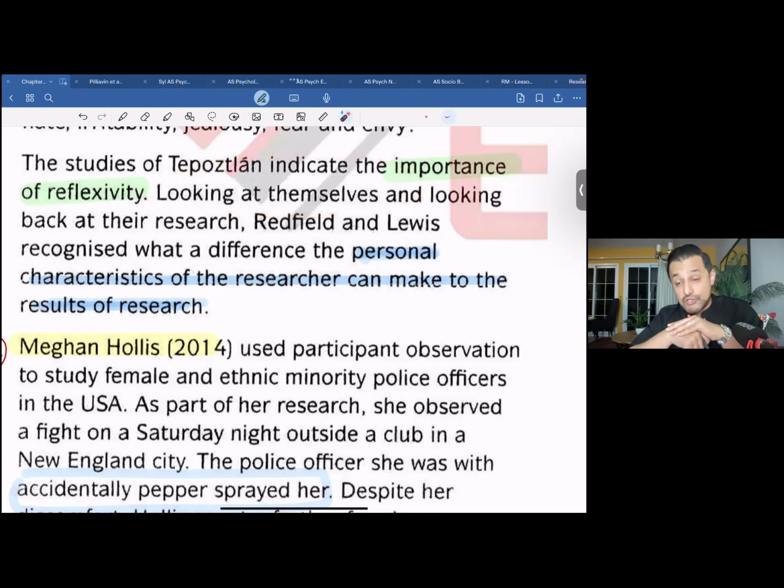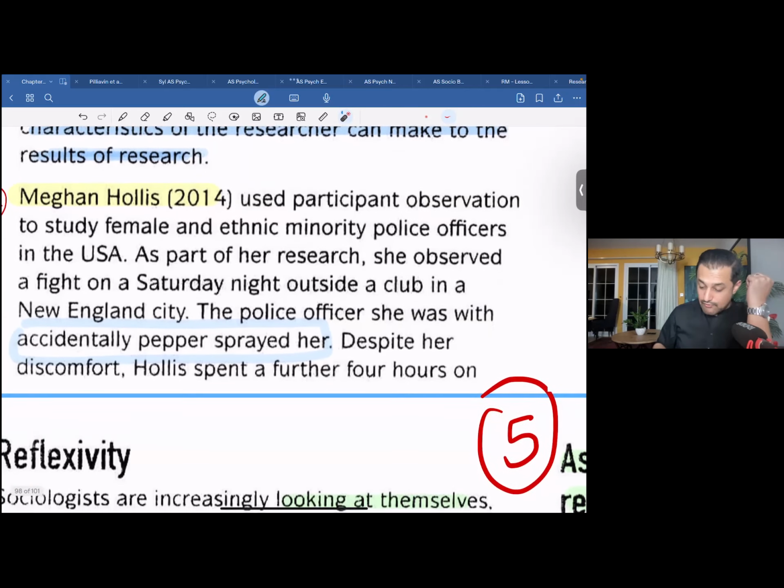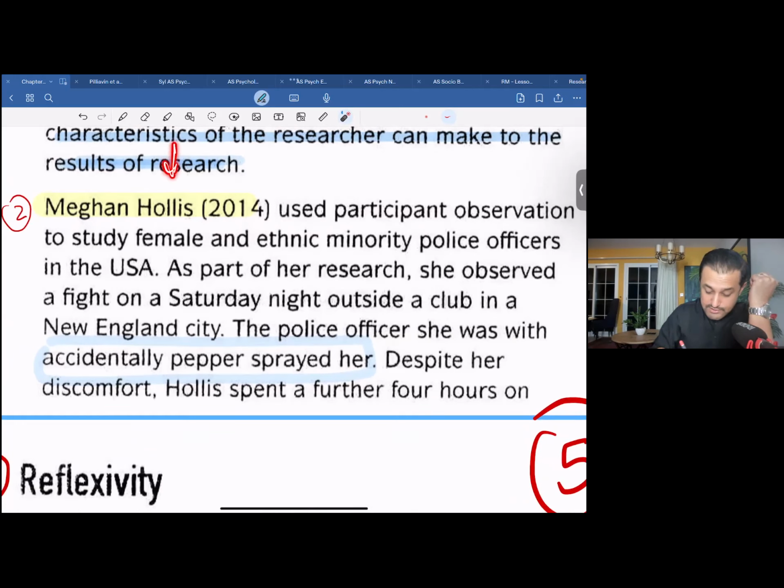Now, both of these researchers, Redfield and Lewis, were able to come to this conclusion only once they reflected back on their own personal values, their beliefs about the work they did, their personal interests, and how their interests led to the type of questions that they asked, which consequently led to the responses that they received, which eventually affected the conclusions that they came up with. So Redfield and Lewis recognized what a difference the personal characteristics of the researcher can make to the results of a research.